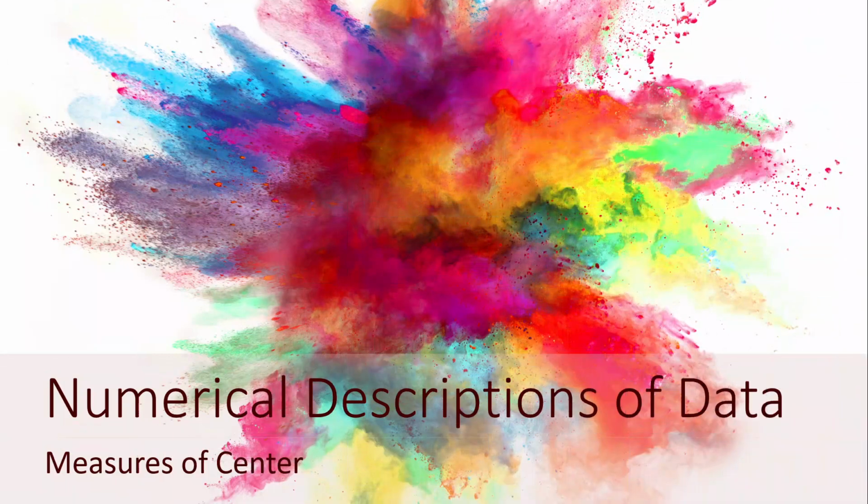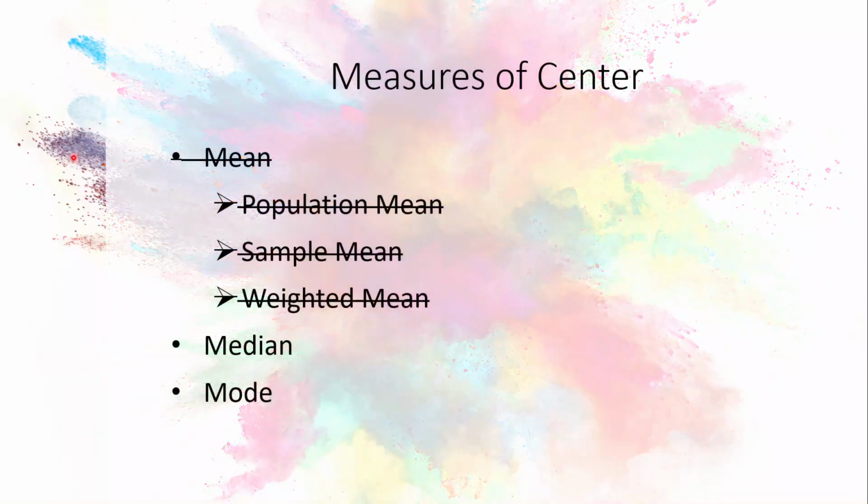Hi everybody, in this video we are going to cover section 1 of chapter 3 where we will discuss measures of center. In a previous video we talked about the mean, and I think we beat that dead horse as far as we can. Now we are going to talk about two other measures of center. One is called the median and the other one is called the mode.